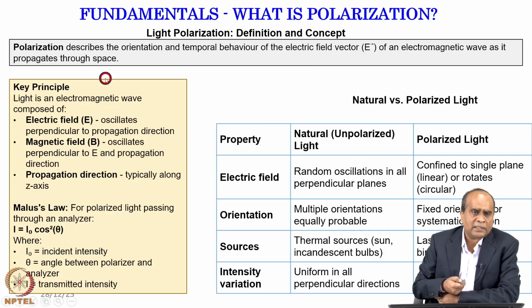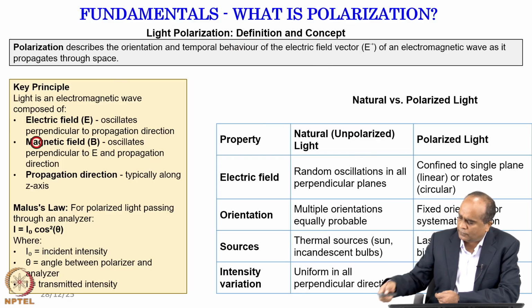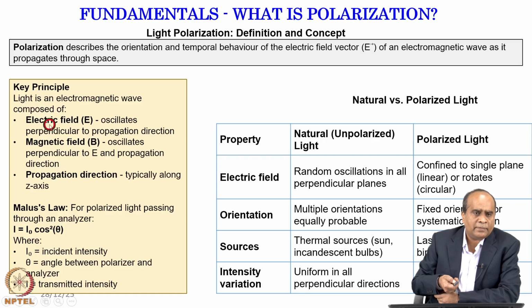So, the key principle is that light is an electromagnetic wave which has 3 components. We know the electric component, the magnetic component, and the third one is propagation. Propagation is happening in, say, the z direction. So, we have x and y directions, and Malus law says that for any polarized light passing through an analyzer, the light that comes out of this analyzer, I, will be equal to I 0 cos square theta. Now, I 0 is the incident light, theta is the angle between polarizer and analyzer, and I is the transmitted intensity.